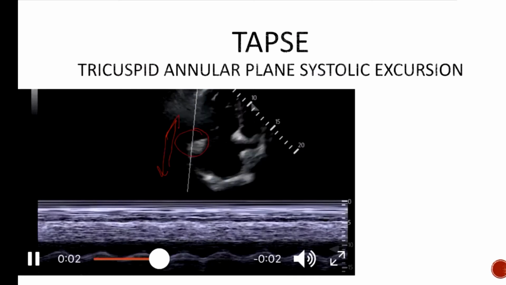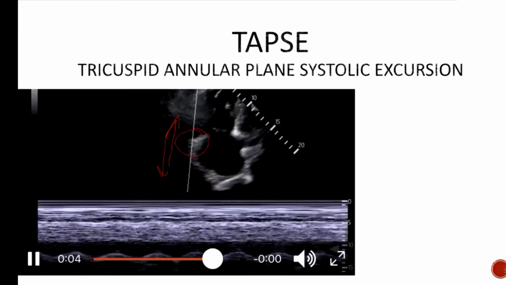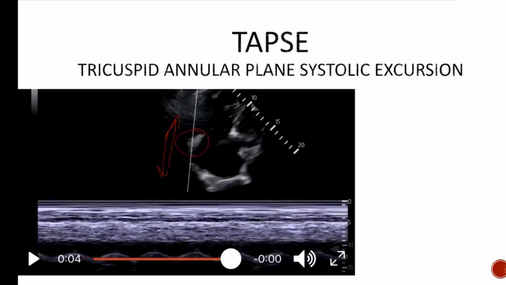So you can see the tricuspid annulus moving up and down. And you can see at the bottom of our screen the movement here. So classically, we'll see this up and down motion of the annulus. And that's what your TAPSE is. We're measuring from the peak to the base, okay?